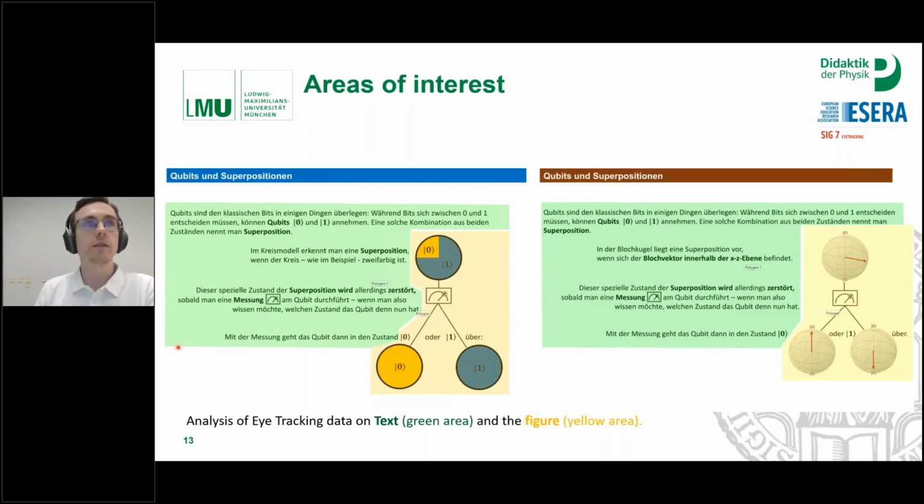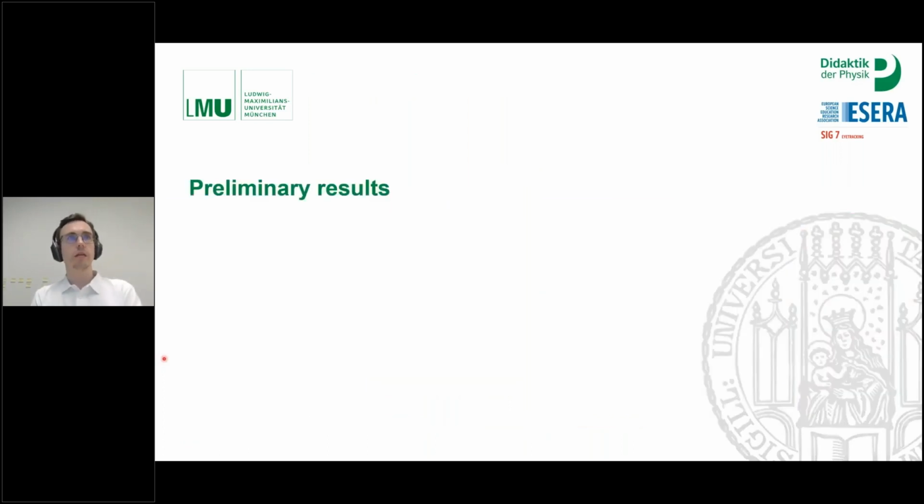So this is a relatively simple analysis in the sense that the areas of interest are not very fine-grained. Rather, we separated the representation from the text in both cases. And we generally compare text and figure in both cases in the eye tracking data.